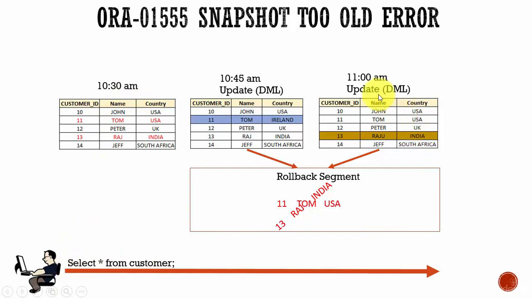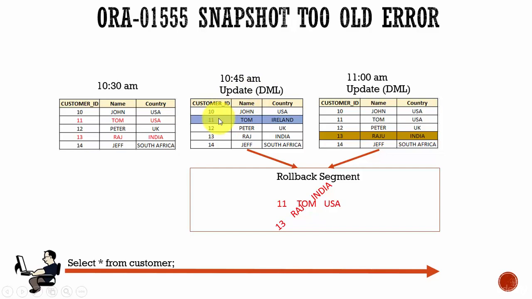and it ran until 11 a.m. because it's a lot of data and Oracle database is really busy. Okay, here we have 5 rows when the user has requested data from the customer table. And as you see, as the time progressed at 10:45 a.m., data was updated.